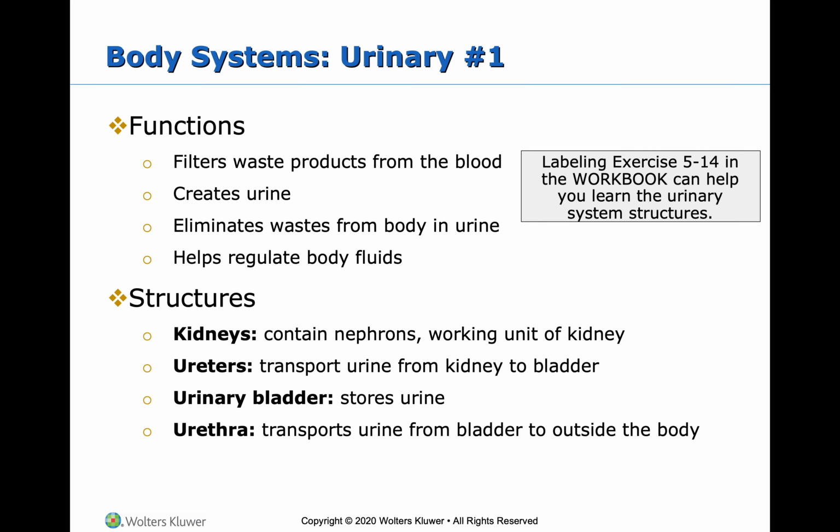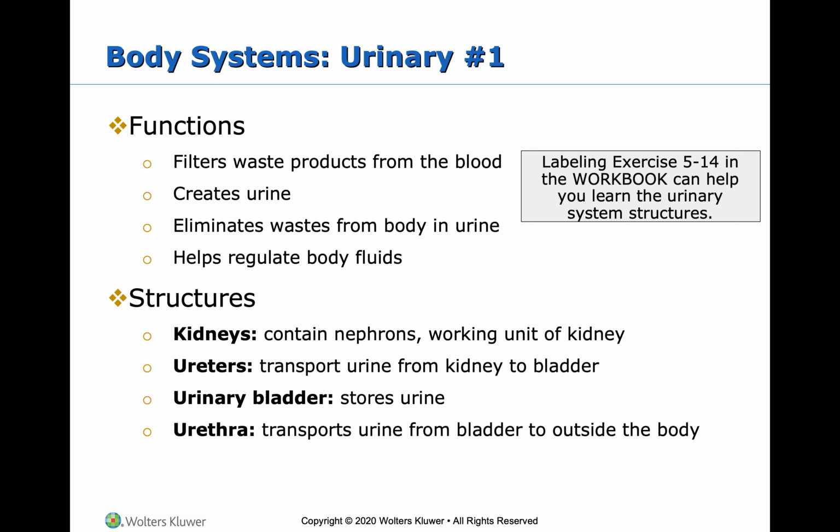It filters waste products from the blood. So we'll talk about what structure aids in the filtering of your blood. I feel like a lot of people don't realize that your urine is actually the waste within your blood. It has nothing to do with the food you eat. The waste from the food you eat goes through your digestive system, while your blood wastes go through your urinary system. Okay, so it eliminates waste from the body in urine. It helps regulate bodily fluids, and so on.